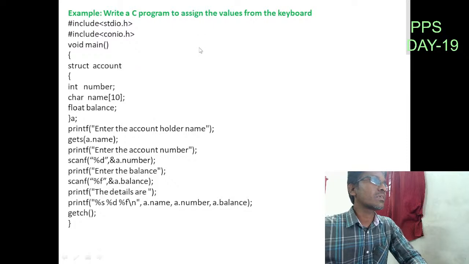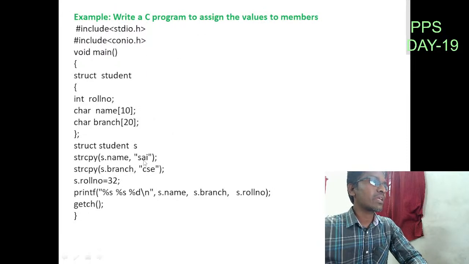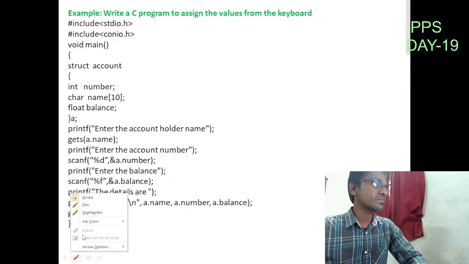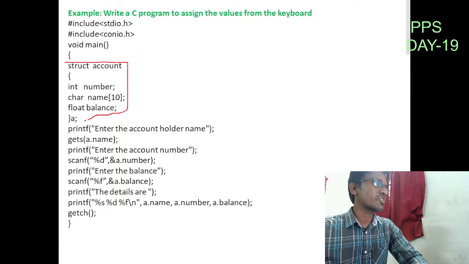For example, instead of assigning values to the structure members, I want to read data from the keyboard. For that, what you have to do? You need to write a structure. So here I am taking a structure. The structure name is account, and it contains account number, account name, and balance of the account.